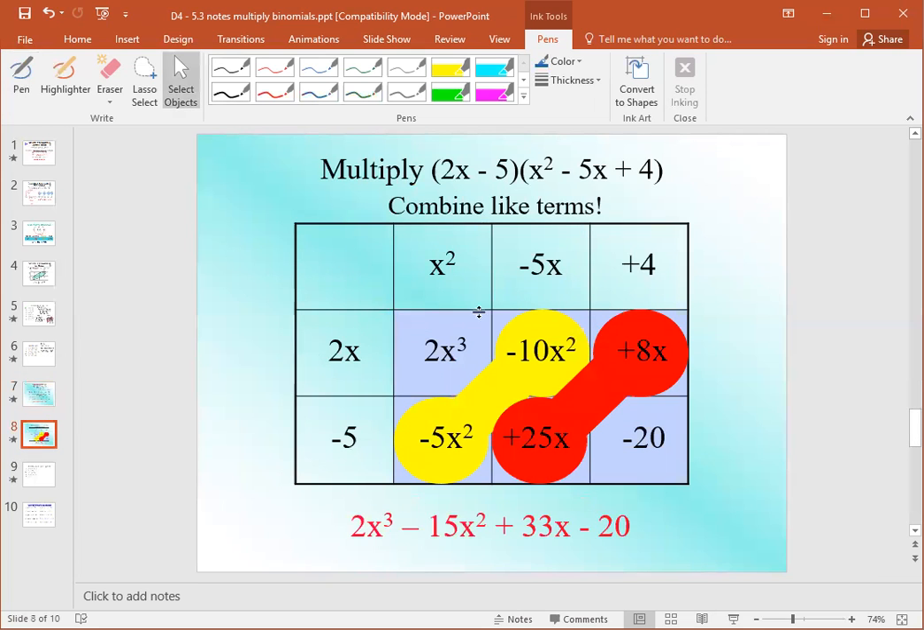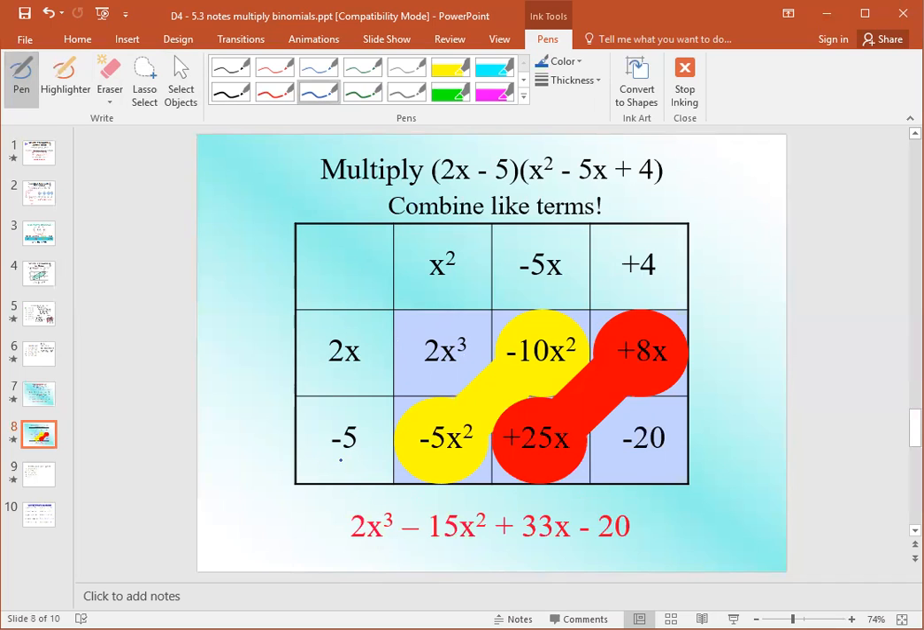So if we wanted to use the box method on this exact problem, you would have a row or a column with 2x and the minus 5, and then the x squared, the minus 5x, and the plus 4. You could have put the 2 on the top and the 3 on the side; it doesn't matter. Then you start multiplying. 2x times x squared is 2x cubed. 2x times negative 5x is negative 10x squared. 2x times positive 4 is 8x. So you're just filling in those boxes just like we did before.